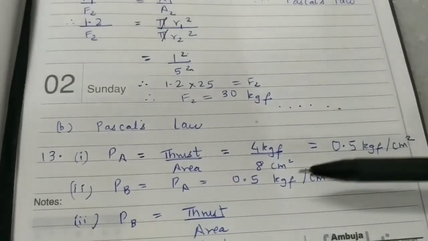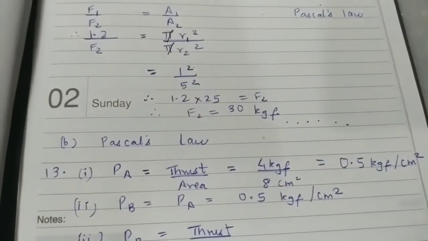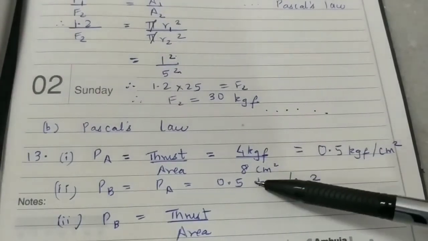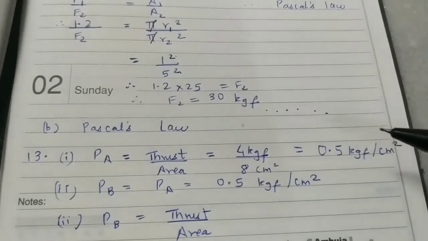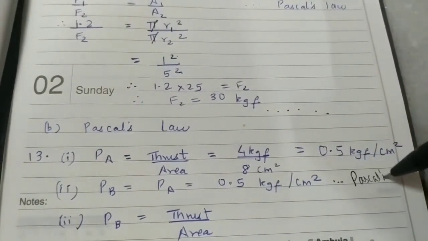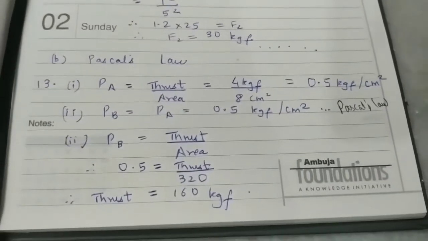I could have even converted this to meters squared. But there's no need to do all this, because they've not asked for anything like that in the sum. So let's leave it as it is. 4 kgf upon 8 centimeters square is 0.5 kgf per centimeter square. Roman number 2 is, what is the pressure on piston B? Well, as per Pascal's law, it's the same. So let me write here, Pascal's law. You need to write reasons and laws wherever applicable in numericals.